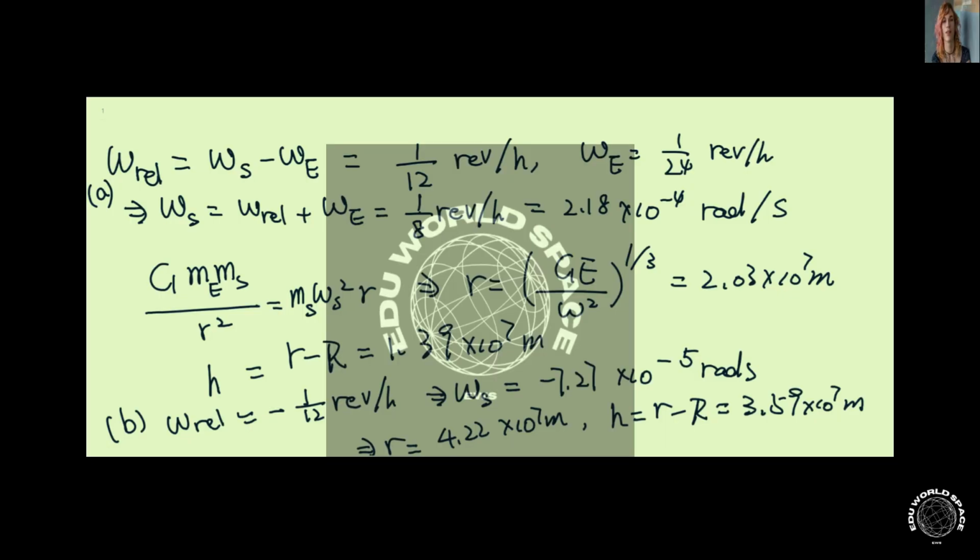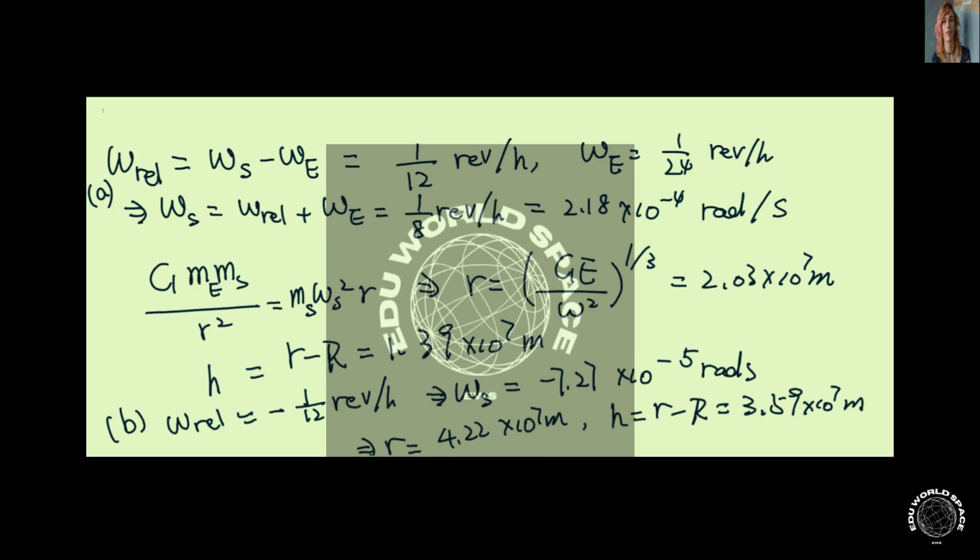Okay, so if the satellite is moving from west to east, which means it's moving in the same direction as the Earth's self-rotation, the relative angular speed is equal to the angular speed of the satellite minus the angular speed of the Earth. As we know from the problem, it's 1/12 revolution per hour. We know that the angular speed of the Earth is 1/24 revolution per hour, because 24 hours equals 1 revolution.